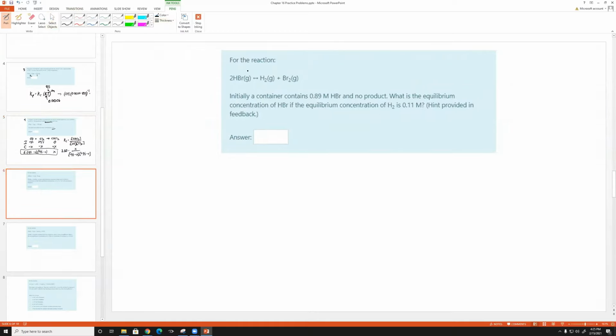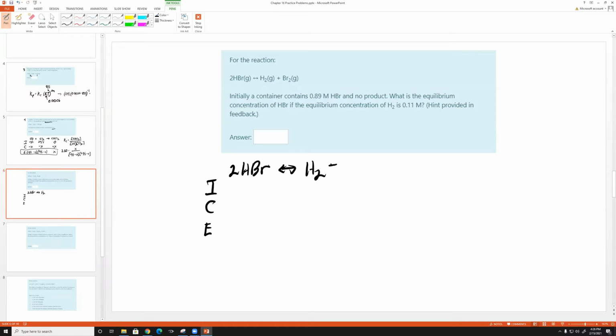Okay, for the next reaction, we have this given reaction. Initially, a container contains 0.89 molar of HBr and no product. What is the equilibrium concentration of HBr if the equilibrium concentration of H2 is 0.11? So this is another form of an ice table question, because you have something that's missing. They could give you different information. So basically, these problems are identical. They're all the same, but they give you different pieces of information.